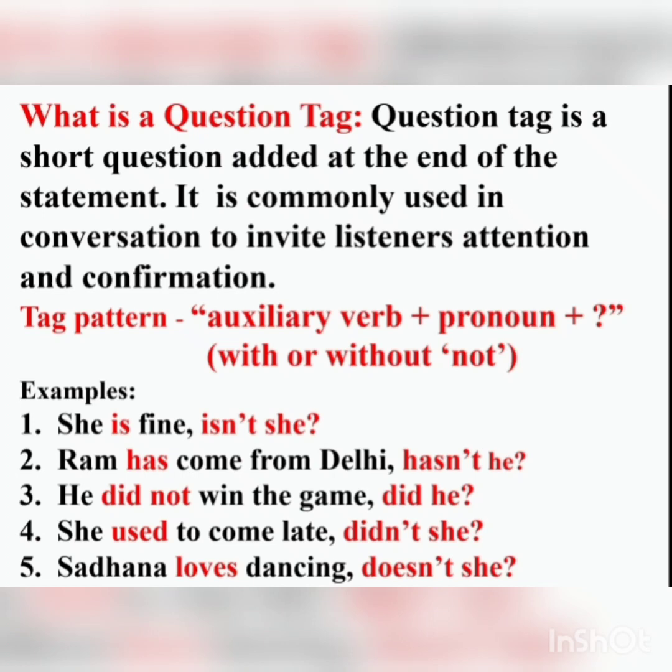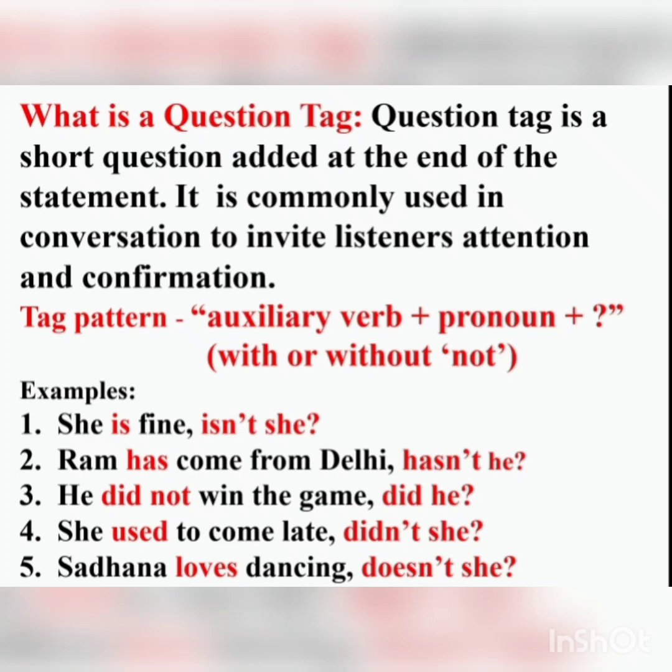And the last example is, Sadhana loves dancing. And the tag is doesn't she. Here loves is a verb and it takes the auxiliary does. Does plus love is equal to loves. For simple present, you have to use do or does.